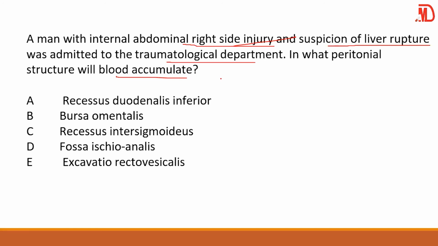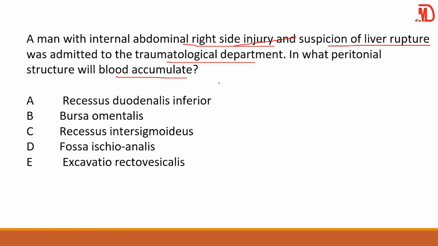Over here, we are looking at the rectovesical pouch, also known as excavatio rectovesicalis. This is a pocket that lies between the rectum and the urinary bladder in males and in other male mammals. And it is the lowest part of the peritoneal cavity.